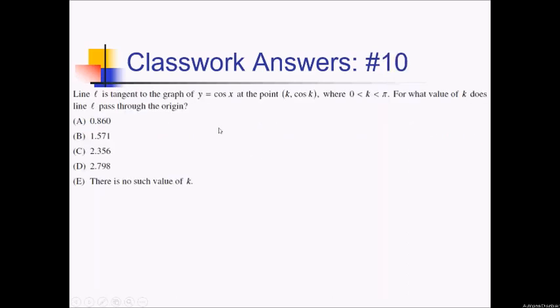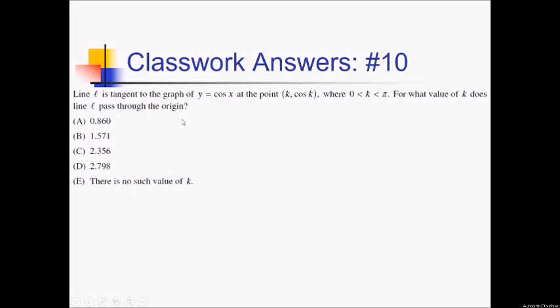On this problem, we have this line L that's tangent to the graph of y equals cosine of x at the point k comma cosine of k. And we know that k is between 0 and pi. That's going to be helpful when we have to graph stuff out. We want to know at what k value does our line pass through the origin.